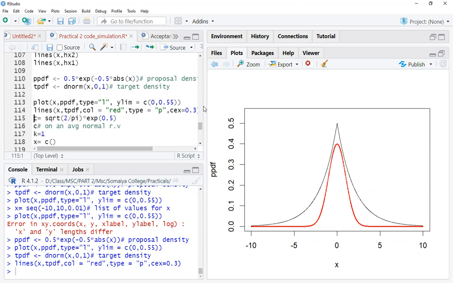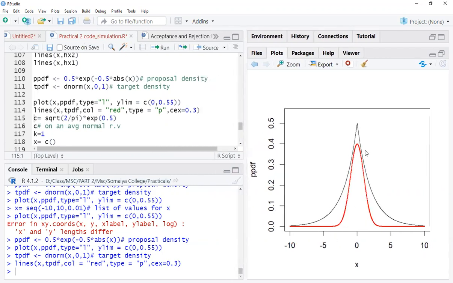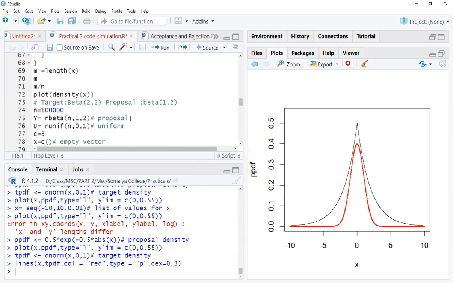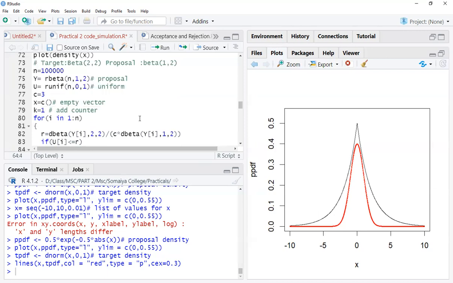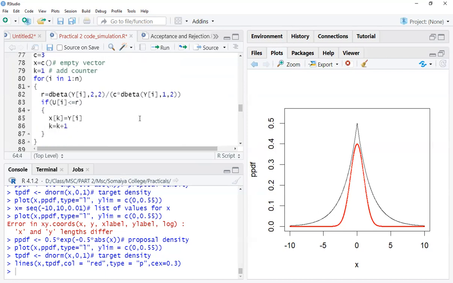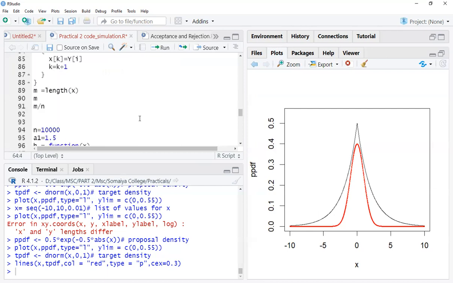But just look at the shape. According to the shape, it is at least a little matching, not like the previous example, where one graph was like this, one graph like this, one graph like this, if you remember. For this problem it is a little matching, but we are not sure whether it will give an acceptance probability of more than 50 or more than 70 percent. If it is more than 60, that means the proposal you have considered is good and related to your target.